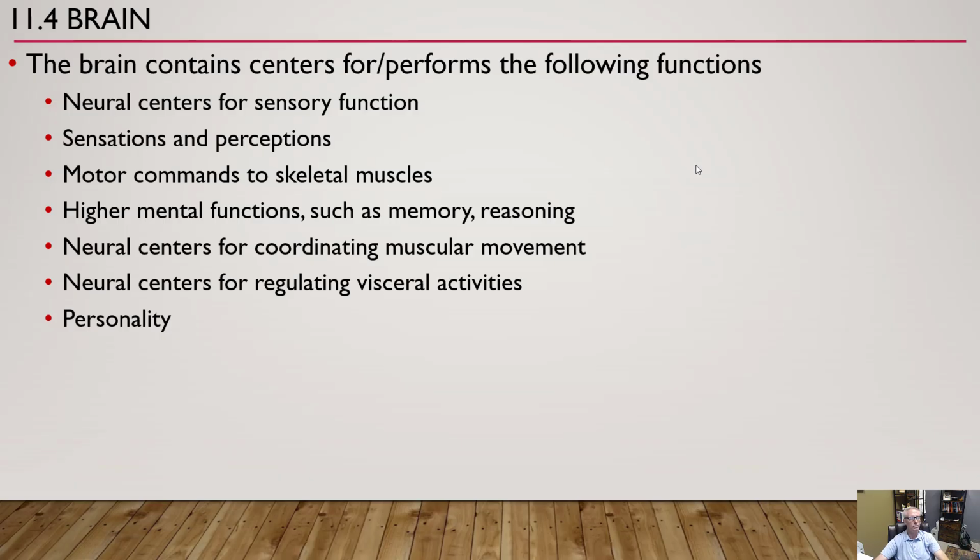Brain, what does the brain do? Obviously, neural centers for sensory function. We have sensory neurons, those afferent pathways that bring information to the brain. Sensation, perception, the brain controls how we perceive things, provides that motor output for skeletal muscles, higher mental functions, memory, reasoning, coordinating muscle movements, regulating visceral activity. So visceral kind of just means inside activities, things that we don't have control over. Heart rate, blood pressure, digestion, all of our glands.